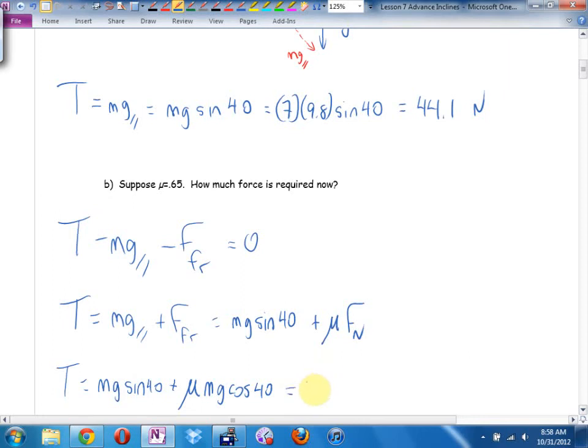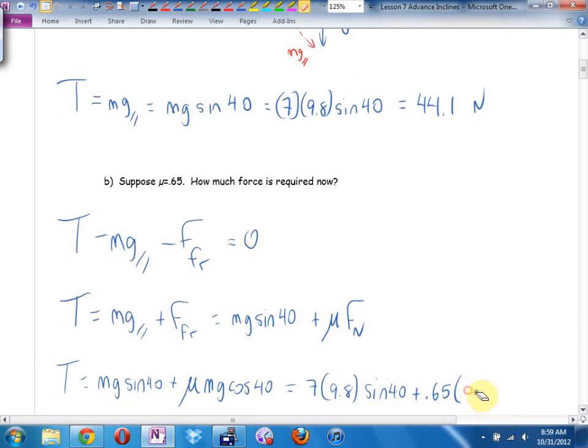The mass was 7, g, good old 9.8, sine 40 plus 0.65, 9.8. Oh, I forgot the mass, Mr. Dewick. 0.65 times 7 times 9.8 cos 40. And by the way, you'll notice the masses don't cancel here. Sebastian, I do have a mass here and a mass here, but I don't have a mass in the tension, so m's don't cancel. Don't get cancel happy.